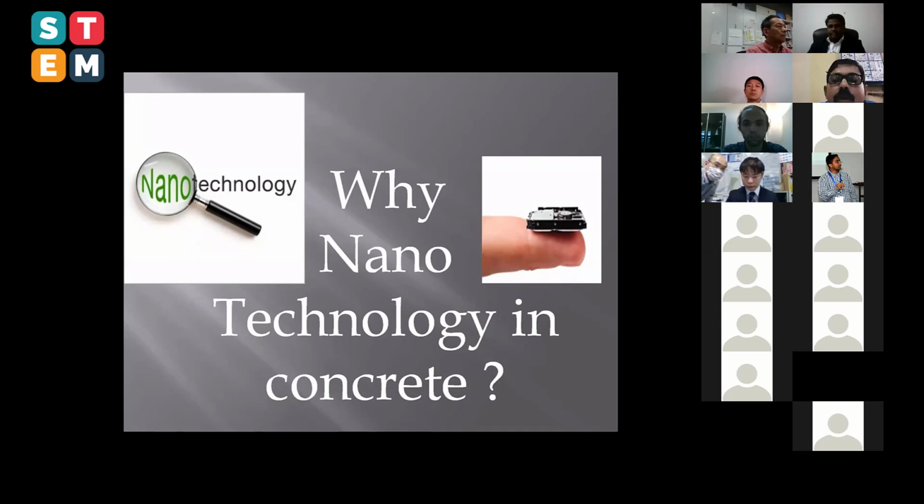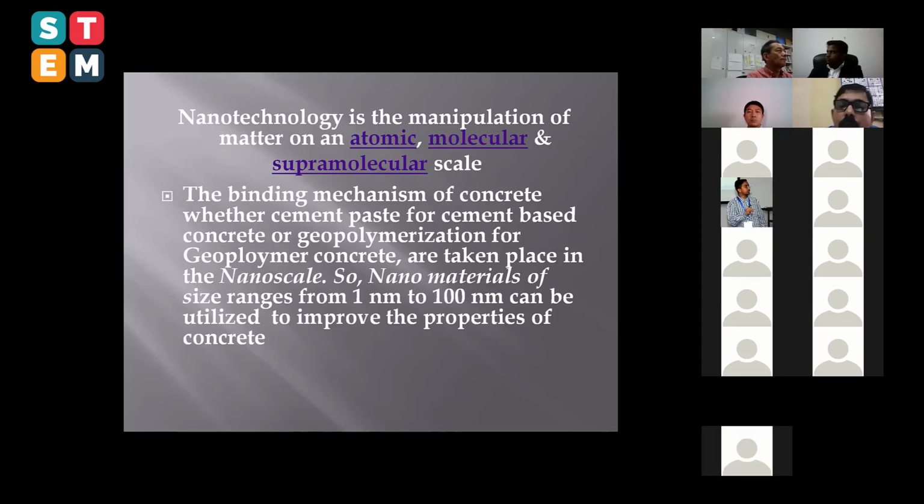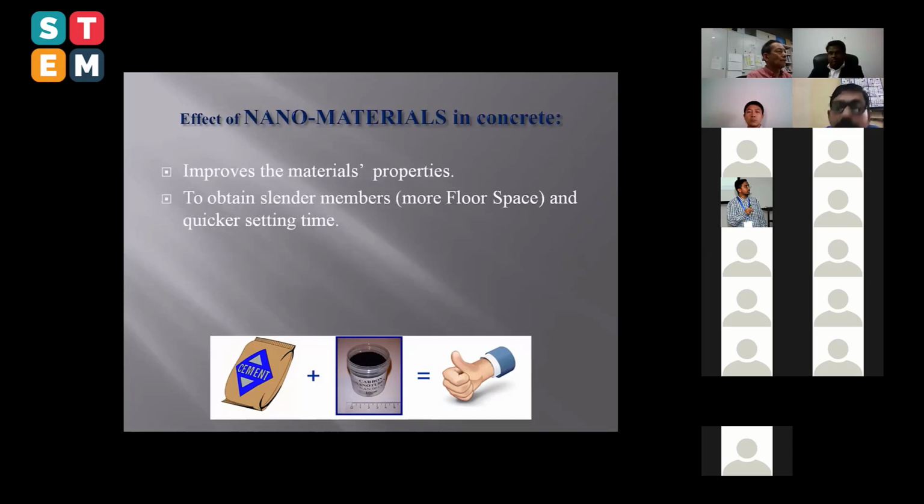So why nanotechnology in concrete? Because nanotechnology is mainly the manipulation of matter on an atomic, molecular, supramolecular scale. The binding mechanism of concrete in the cement paste, or geopolymerization for geopolymer concrete, takes place at the nano scale. So nanomaterials in a size range of 1 nanometer to 100 nanometer can be utilized to improve the properties of concrete. Practically, nanotechnology is already widely utilized in other areas. In the construction industry it is less utilized, so the possibilities should be explored more.